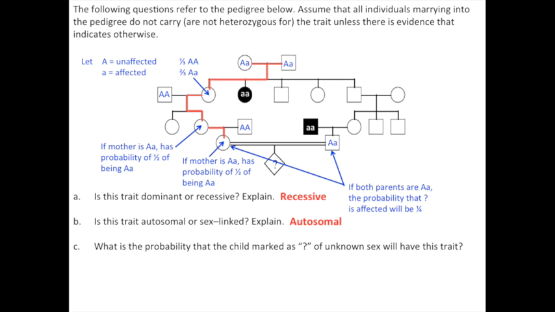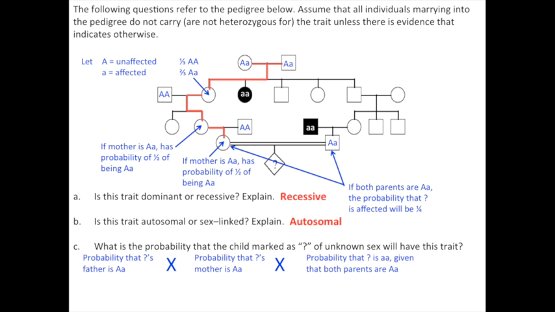Now we have the probabilities and genotypes for all of the relevant people figured out, and we can solve this problem. The probability that question mark is affected will be calculated using the product rule, accounting for everything that must be true in order for them to be homozygous recessive. So we have the probability that the father is heterozygous, times the probability that the mother is heterozygous, times the probability that two heterozygotes will have an affected offspring. We know that the father must be heterozygous because his father was affected, so the probability there is 1.